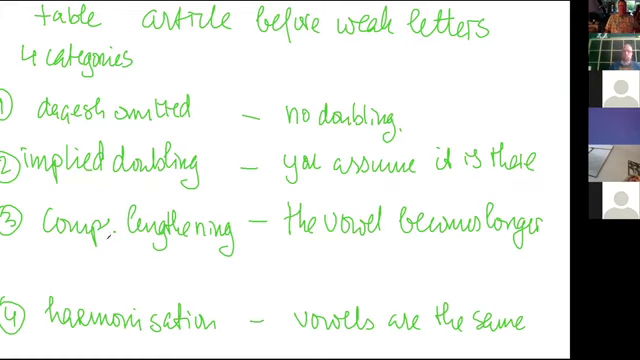Okay, so this table is a very simple version of it, but he's going to discuss when the dagesh is omitted, so there's no doubling. When there is implied doubling, you assume it is there, but you don't see it. Compensatory lengthening means that the vowel becomes longer. And where does the vowel become longer? The vowel becomes longer in the article. That means the patach becomes a kametz.